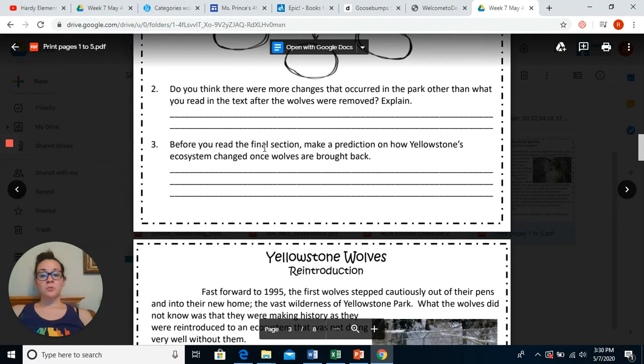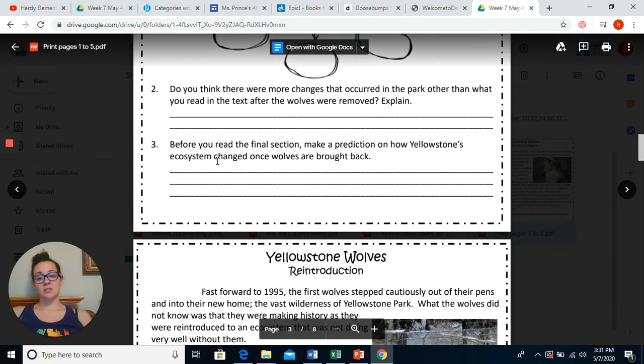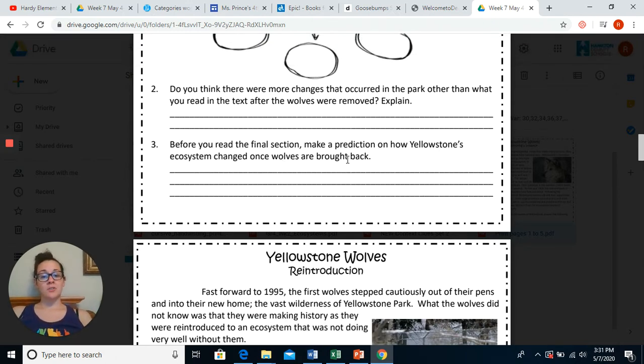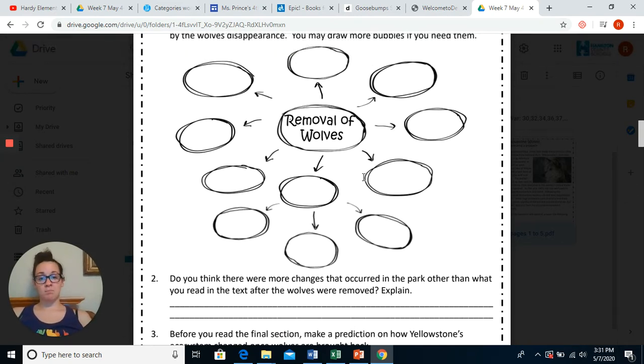And now, before you read the final section, make a prediction on how Yellowstone's ecosystem changed once the wolves are brought back. So I want you to pause the video right here and either fill in your packet what your prediction is, how bringing the wolves back will change the ecosystem again, or write it underneath this graphic organizer that you have drawn yourself and created. Write a full sentence with a capital letter and punctuation. I predict. Fill in your prediction and put a period at the end.